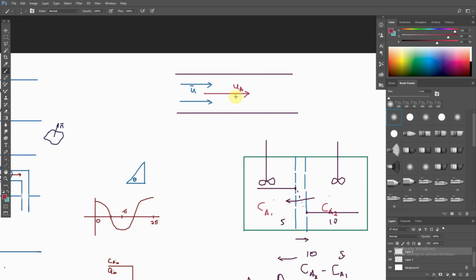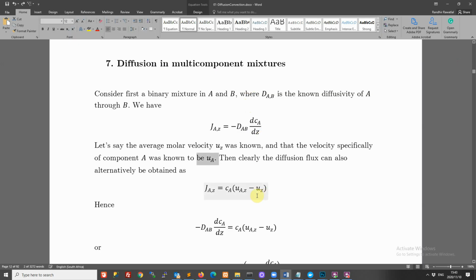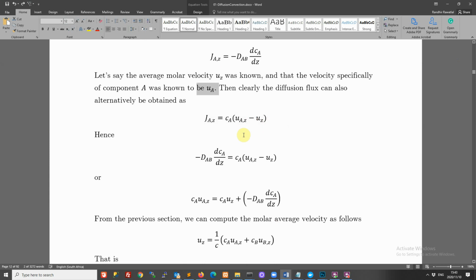Now the only way that's possible is if there's something other than convection that's driving A. Right, so A is being carried along with the bulk fluid, but on top of that, it's moving even faster. So the only remaining source of momentum for A is diffusion. So we can say here the difference between A's velocity and the bulk velocity must be due to diffusion. So JAZ, the diffusion flux, must equal this difference, which is in effect also a difference of fluxes, right?